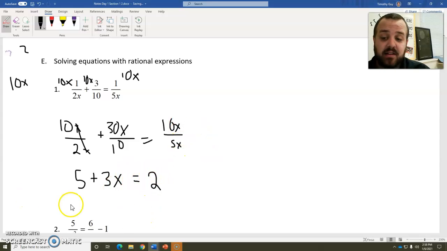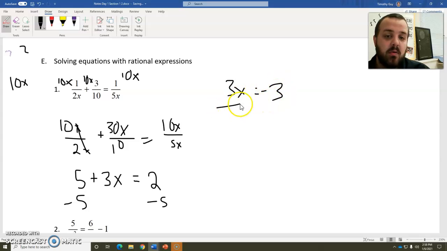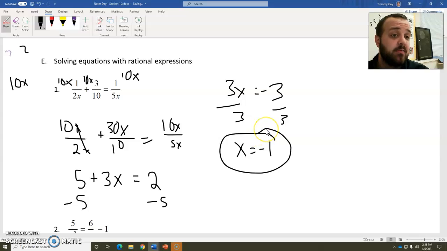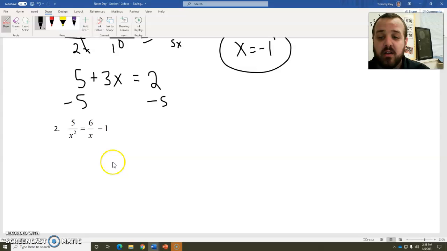And then I solve for x. I subtract 5, I get 3x equals negative 3. Divide by 3, just solve like normal from this point forward, and we get x equals negative 1. Same process we would have done before, solve, do all that, great. Next problem is another one.